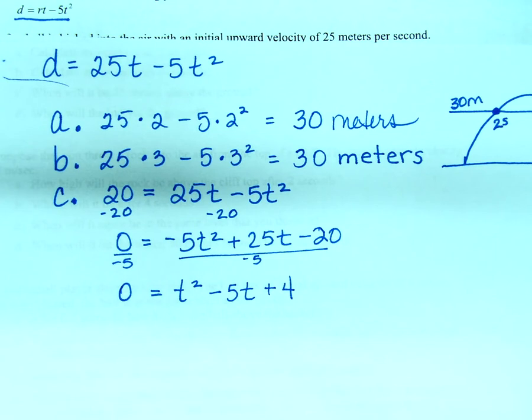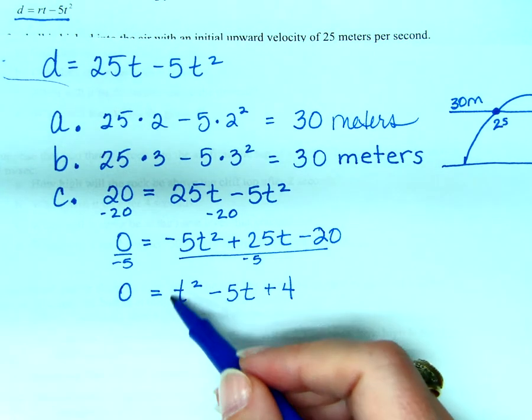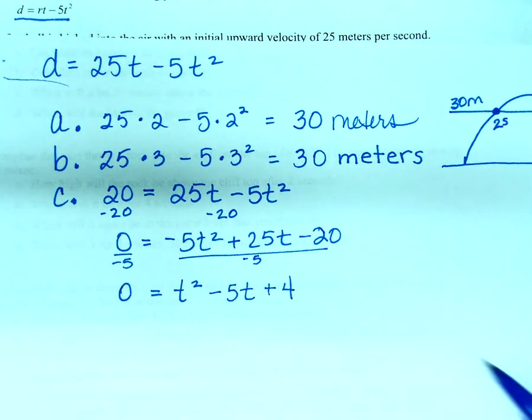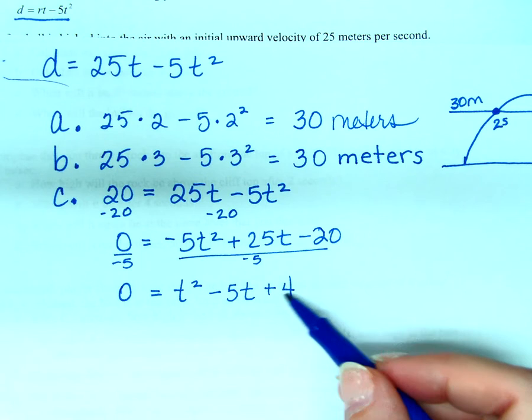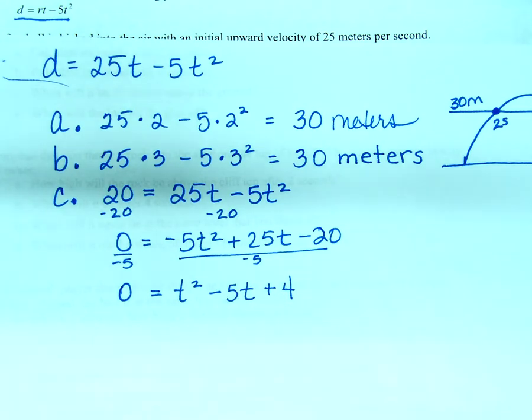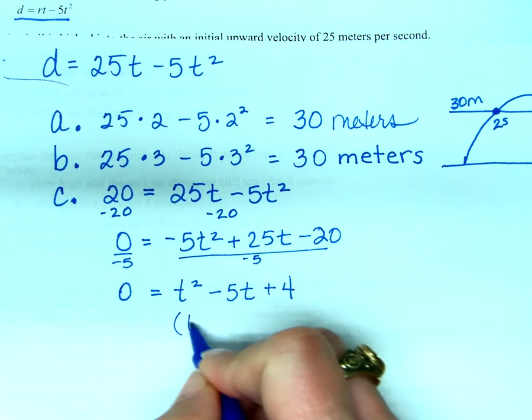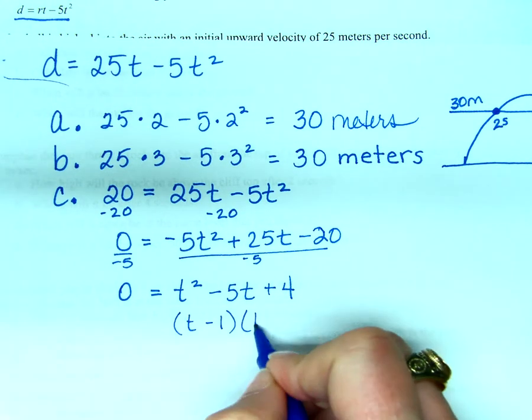Now we can decide: do we want to factor, complete the square, or use the quadratic formula? I'm always going to check first to see if I can factor it, because I know factoring is pretty quick if it works. My leading coefficient is 1, so I can do my trick. What multiplies to be 4 and adds to be -5? Oh, there it is: -1 and -4. So let's go ahead and factor it if that's okay with you guys.